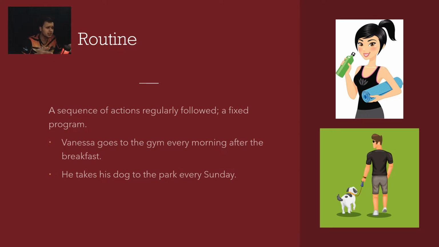And here, I have some examples. For example, in the first picture, we can see Vanessa goes to the gym every morning after breakfast. That is her routine because her routine says that she must go to the gym after breakfast. She already took her breakfast and now she went to the gym. And we have the other one. He takes his dog to the park every Sunday. For him, his Sunday routine is to take his dog to the park.